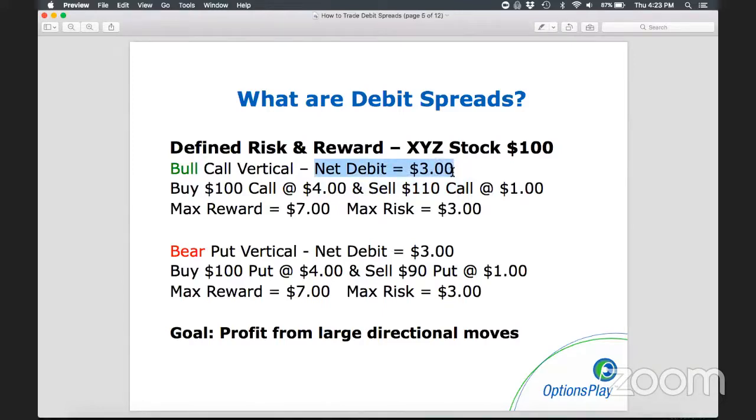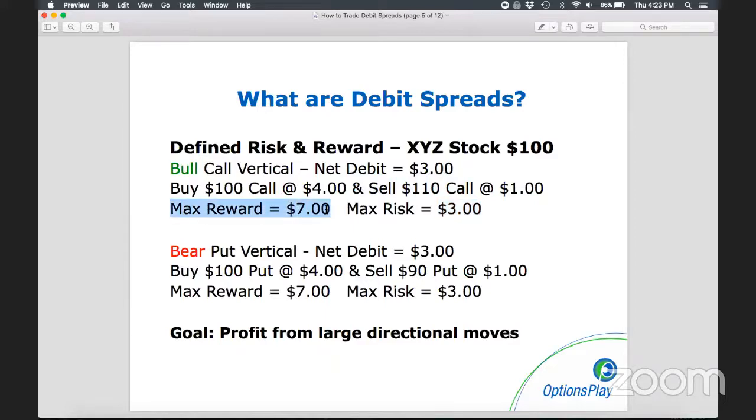And just like credit spreads, your max risk is defined based on the width of that spread. So the width is the $100 call to the 110 call, so that's a $10 wide call. And your max risk on a debit spread is defined by how much you pay. So if you're paying $3 debit for that spread, your max risk is $3. Your max reward is the rest of that width.